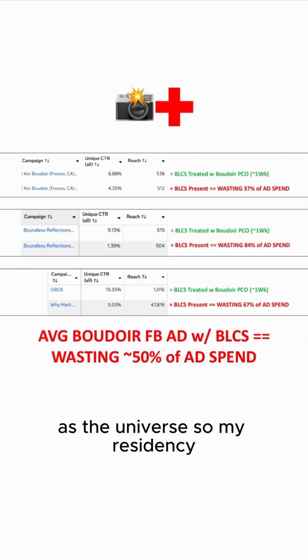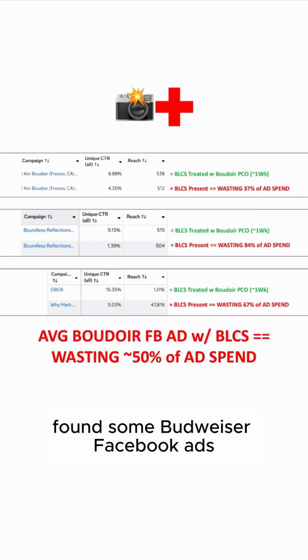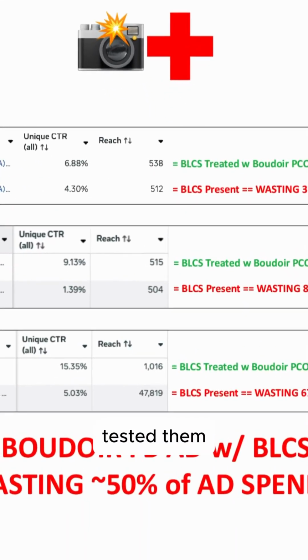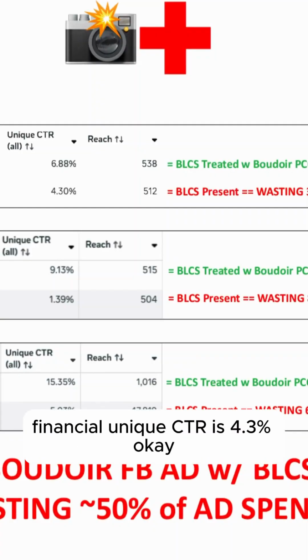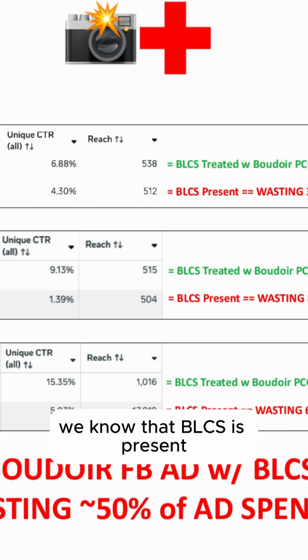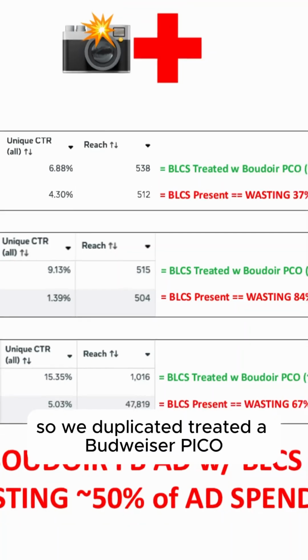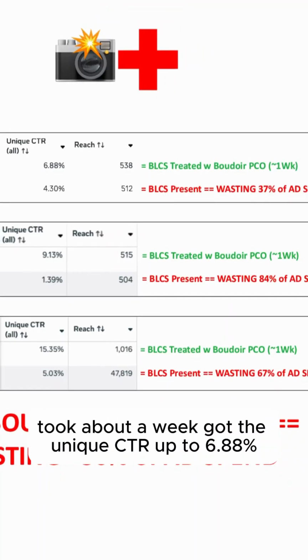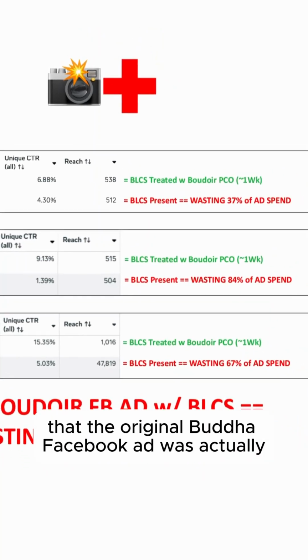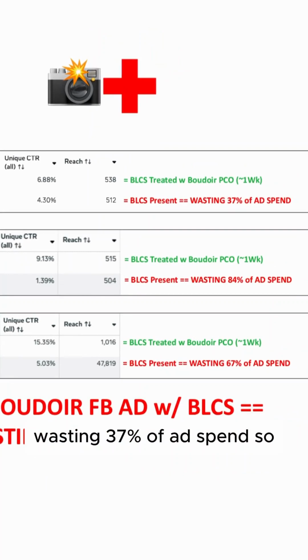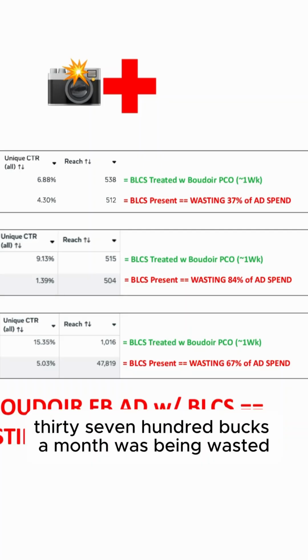That's the universe. So in my residency, I went in, found some Boudoir Facebook ads, brought them back to the hospital, tested them, patched them up. So the first one we tested, found out unique CTR is 4.3%. Okay, when unique CTR is under 6%, we know that BLCS is present. So we duplicated, treated with Boudoir Pico, took about a week, got the unique CTR up to 6.88%. So we found out that the original Boudoir Facebook ad was actually wasting 37% of ad spend. So if they're spending 10 grand a month on Boudoir Facebook ads, 3,700 bucks a month was being wasted.